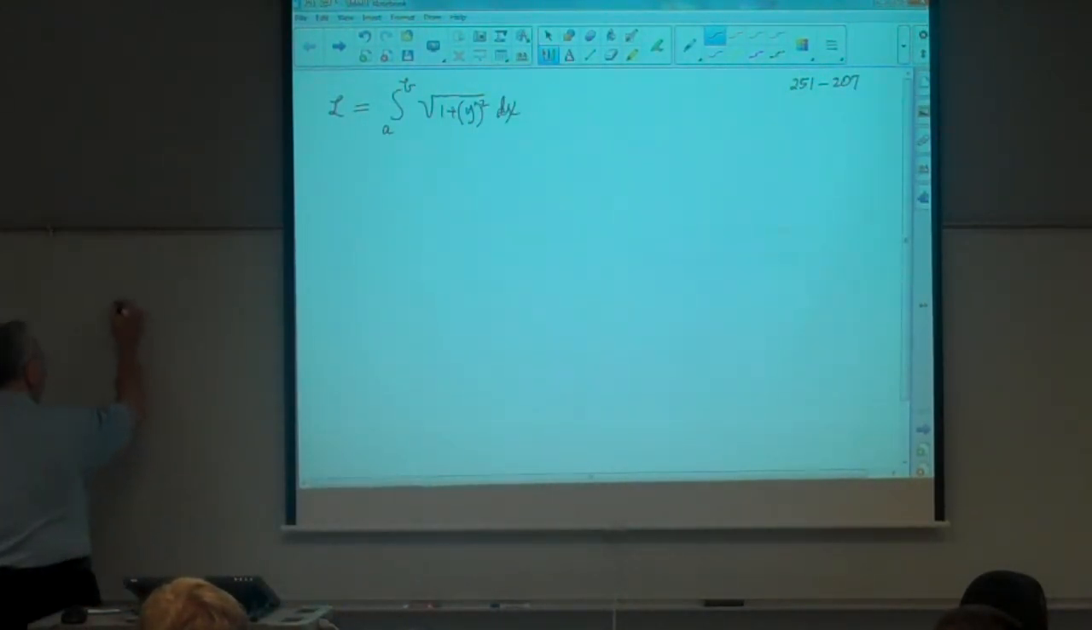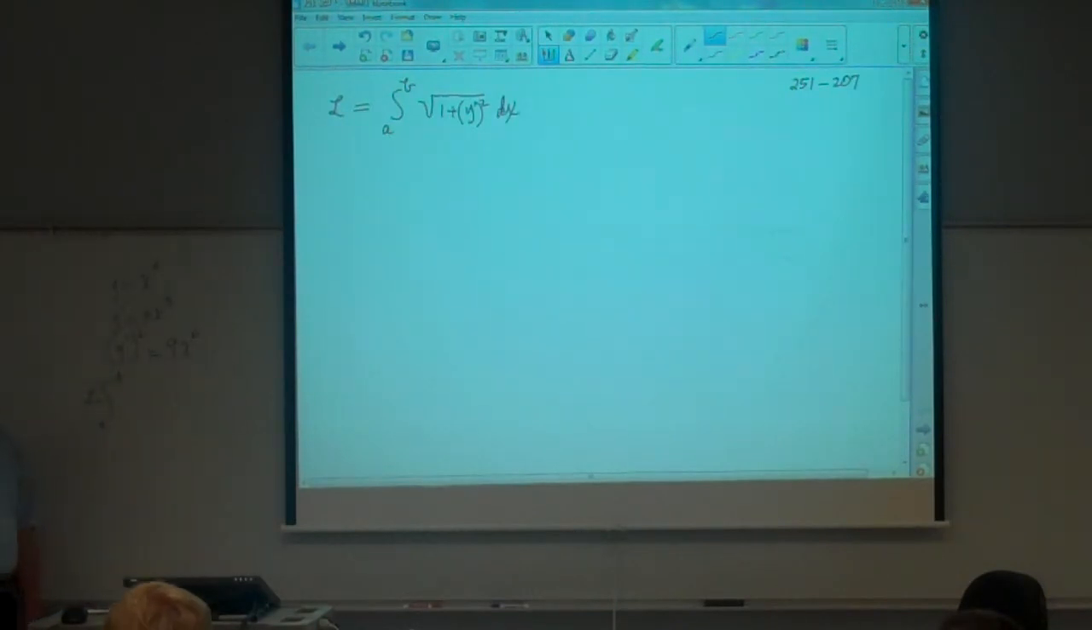What I'm saying is, suppose y is equal to x to the 4th. Then y prime is equal to 3x to the 3rd. Y prime squared is equal to 9x to the 6th. So now the length of the arc is equal to... A and B are just two numbers on the x-axis, aren't they? So we're not going to worry about those right now.